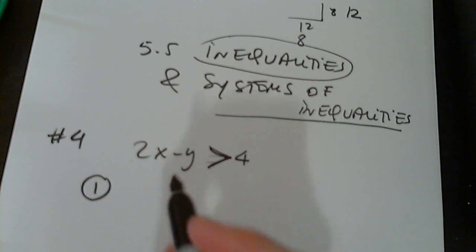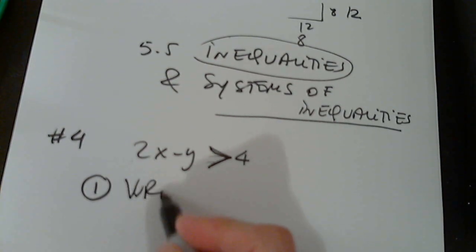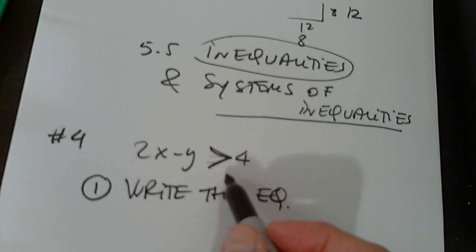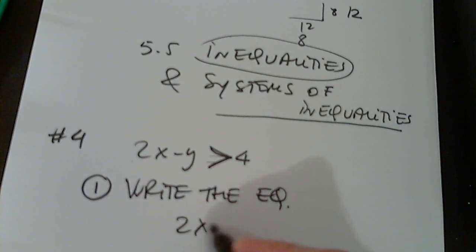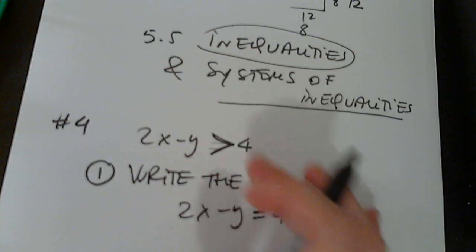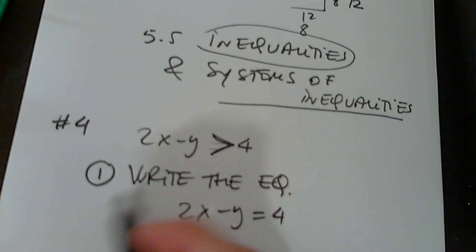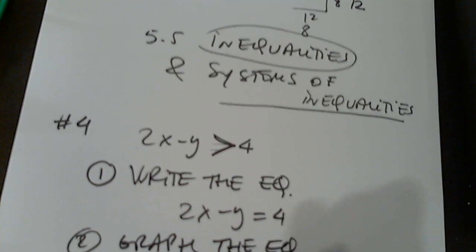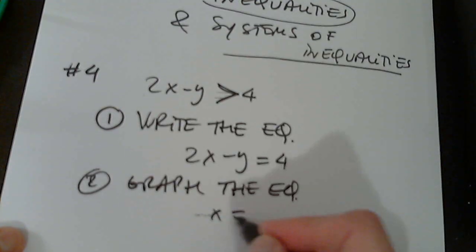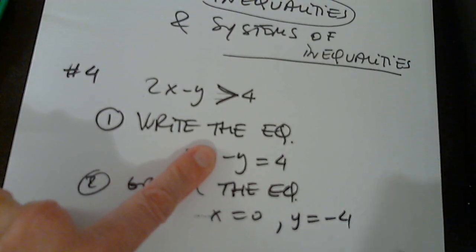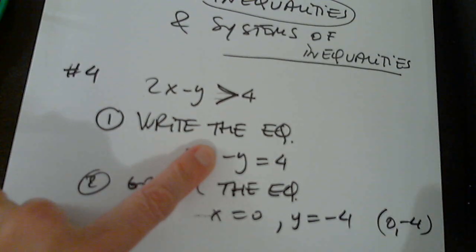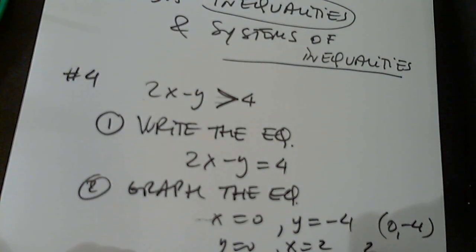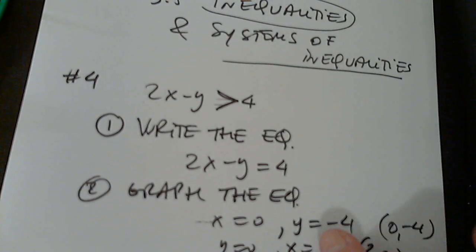Our first step is I have to write the equation. Why? This is not an equation. Bear with me. 2x minus y equals 4, the corresponding equation. I need to graph this. Graph the equation. Okay. So when x is 0, y is negative 4. 0, negative 4. When y is 0, x is 2. So 2 comma 0. We've done this many times before.